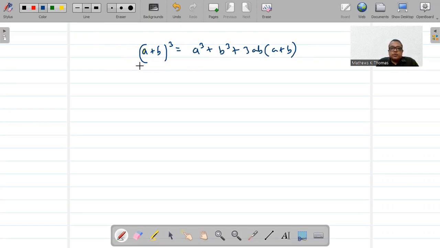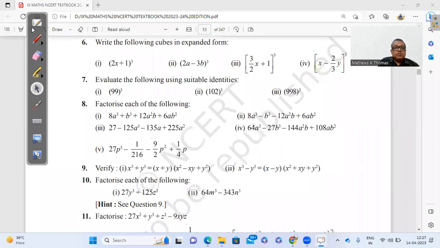Note all the terms are positive. And if I am asked a minus b whole cube, that will be a cube minus b cube minus 3ab bracket a minus b. So you will have negative terms here as well. All are positive here, here we are having negative terms. So these are the two identities on which question number 6 is based.